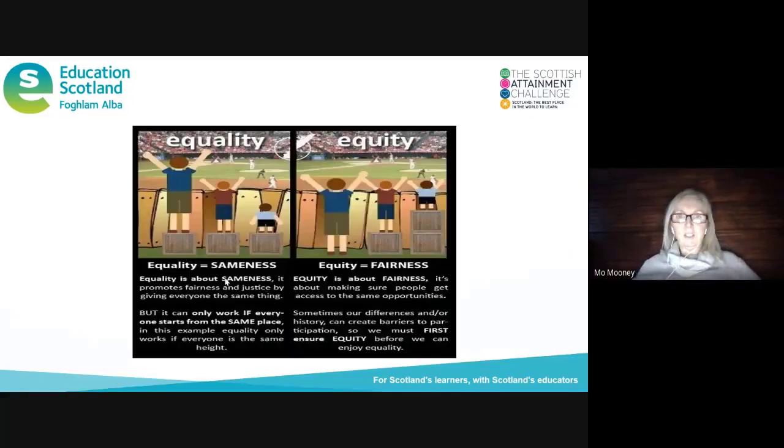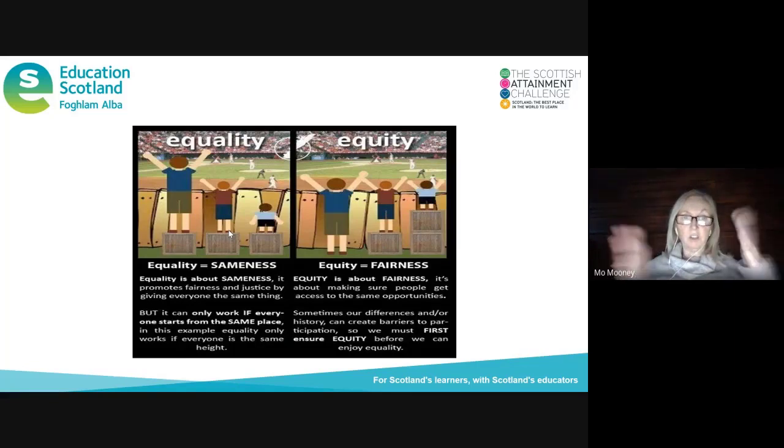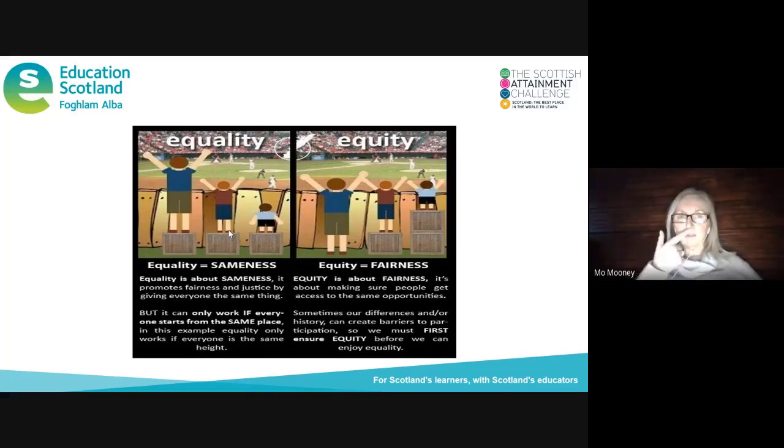Next slide, Janie. So are we on it? Right, okay, good. So it's equality versus equity, if you like. So in your class, in your school, or in your classroom, what do you promote? Is it equality, or is it equity, or is it both? Next slide, please.